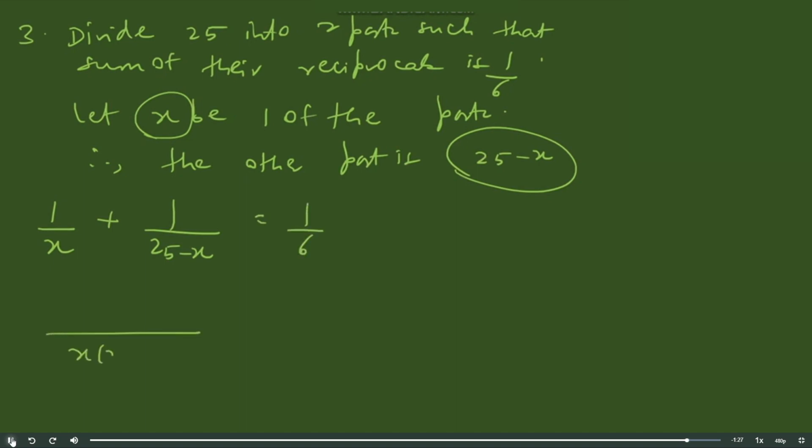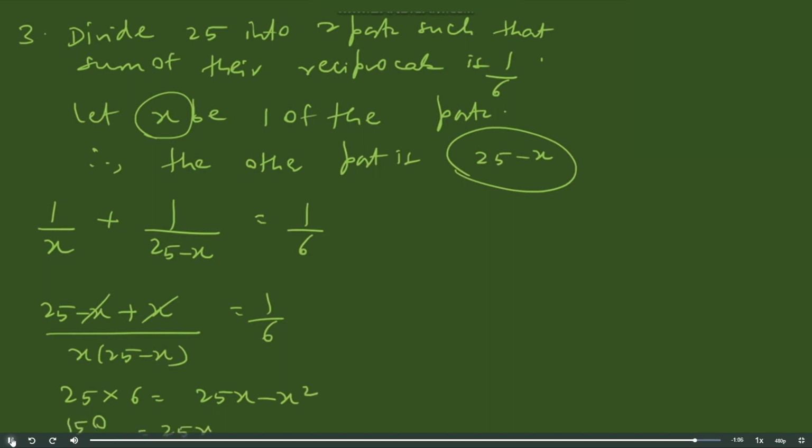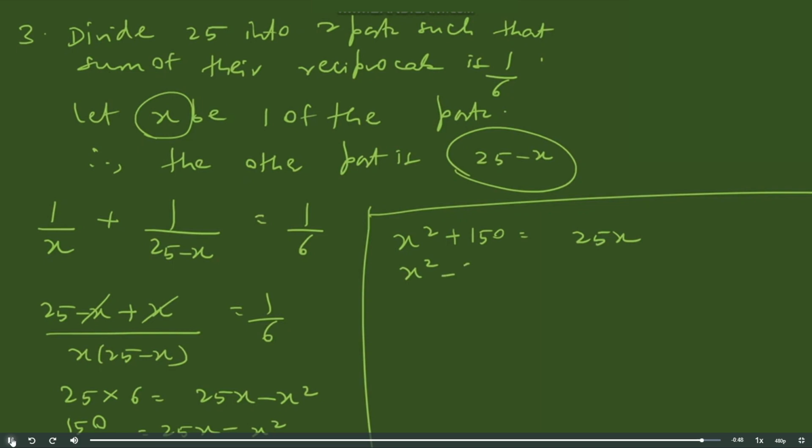Take LCM x into 25 minus x. 25 minus x plus x is equal to 1 by 6. This x and x will get cancelled. 25 into 6 is equal to 25x minus x square. 150 is equal to 25x minus x square. X square plus 150 is equal to 25x. X square minus 25x plus 150 is equal to 0.